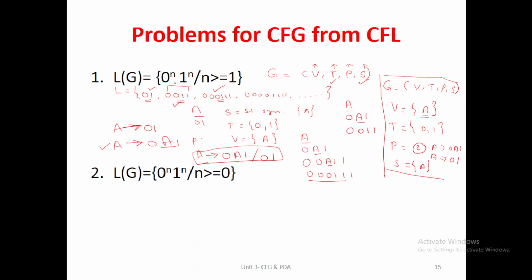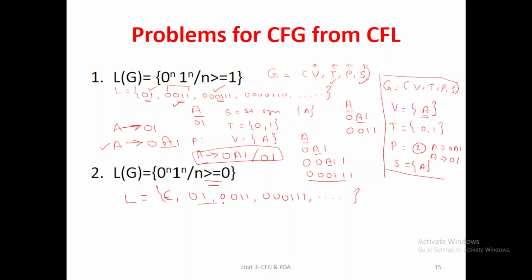Here, the same notation is available, 0 power n, 1 power n. The n value starts from 0 onwards. So, what is the meaning? If you substitute n as 0, there is no string, so no string means it is epsilon. Then the remaining strings are 01, 0011, 000111 like that.